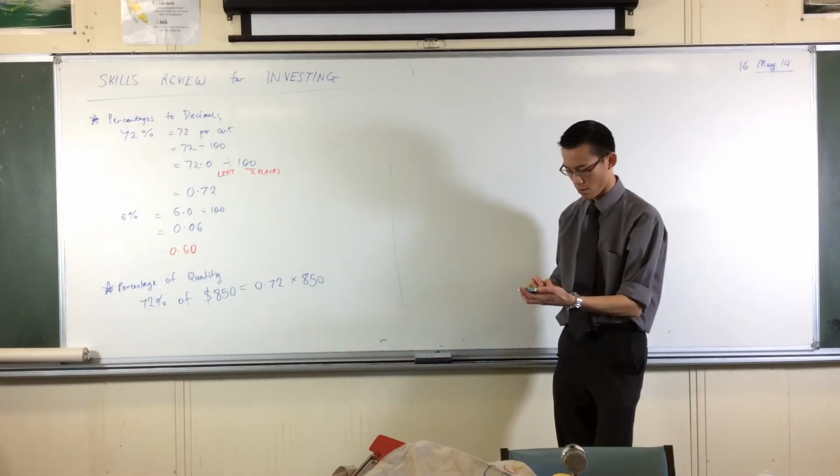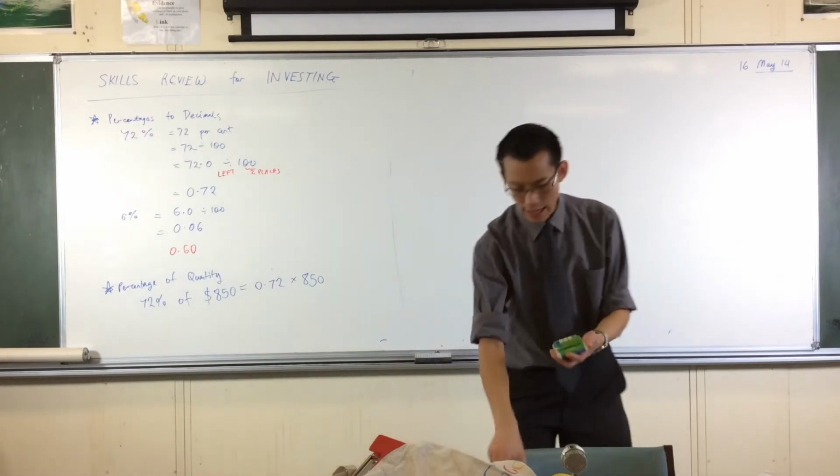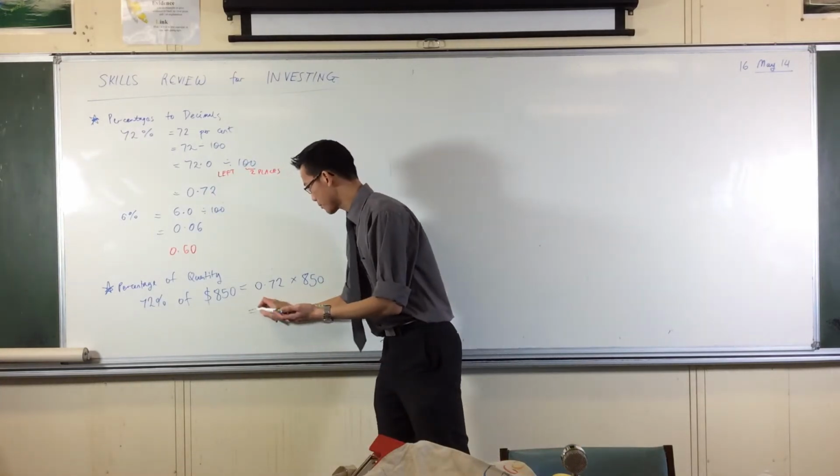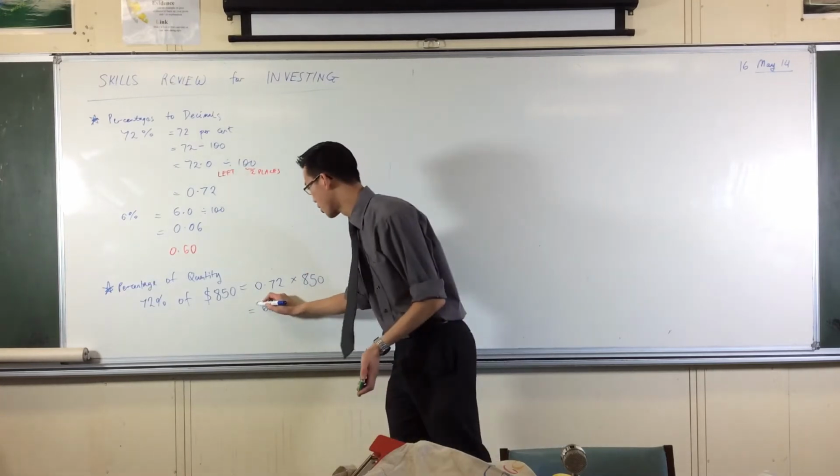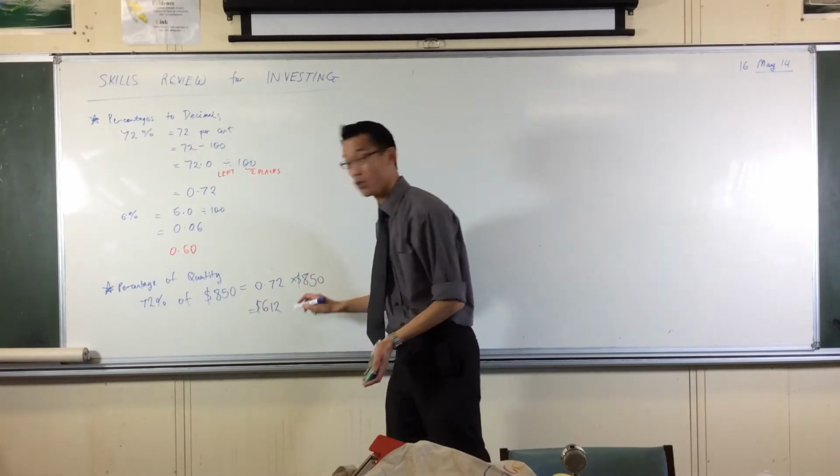0.72. Okay, so you get 612. So that would be $612 if I had all of my units on there.